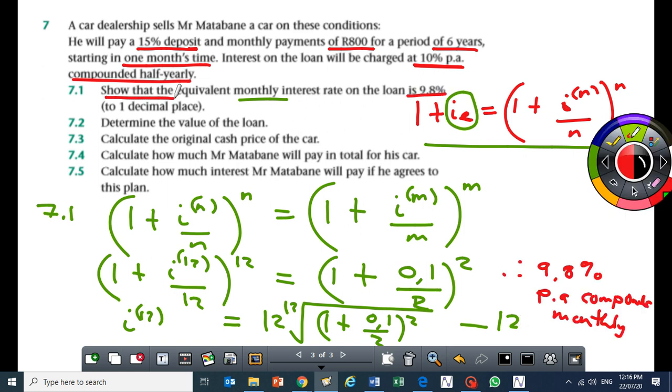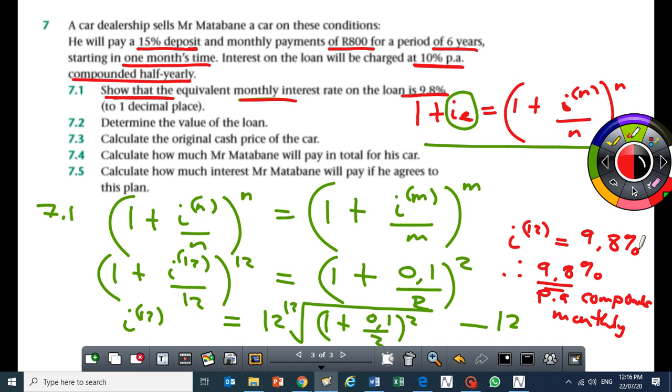The question is asking you to show that the equivalent monthly interest rate is going to be 9.8%. So I have shown it, right? So your i_12 will be equal to 9.8%. Okay? So that's straightforward. Right? Now we are going to need to use that value later on. So let's move on to 7.2.